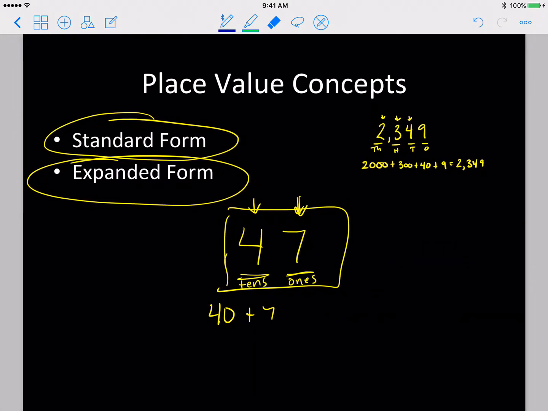First, I want to review some place value concepts. The first form I want to review is standard form. Most people, when they say standard form, that is just the number that you write, like that you see most of the time. That's just the typical way we see numbers written. So if I have the number 47, you have a 7 in the ones place and a 4 in the tens place. And if someone said write the number 47, this is what you would write down. You'd write a 4 and a 7.